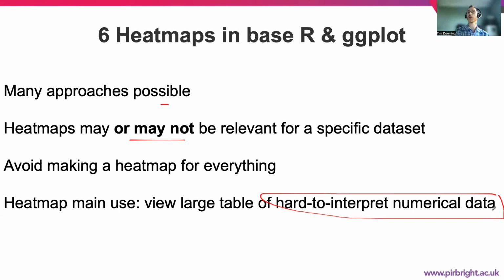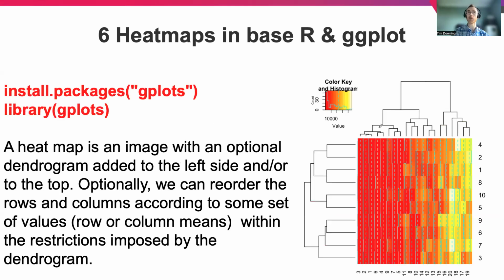One package that's useful for creating heat maps, out of the many options that are available, is gplots. So we install that using install.packages and activate it with the library command. And that will allow us to create heat maps. So what most heat maps have is some sort of color scheme, color palette, like red to yellow here, that denotes the values that we had in our input matrix.